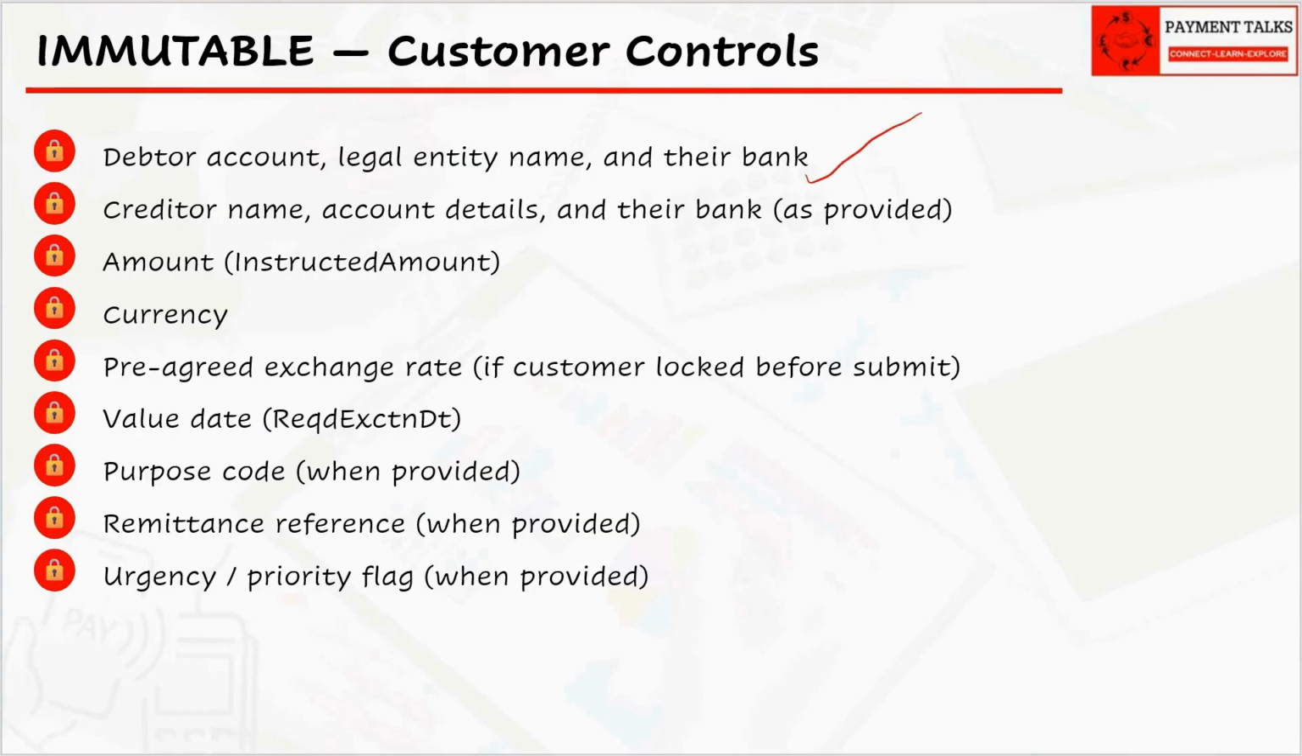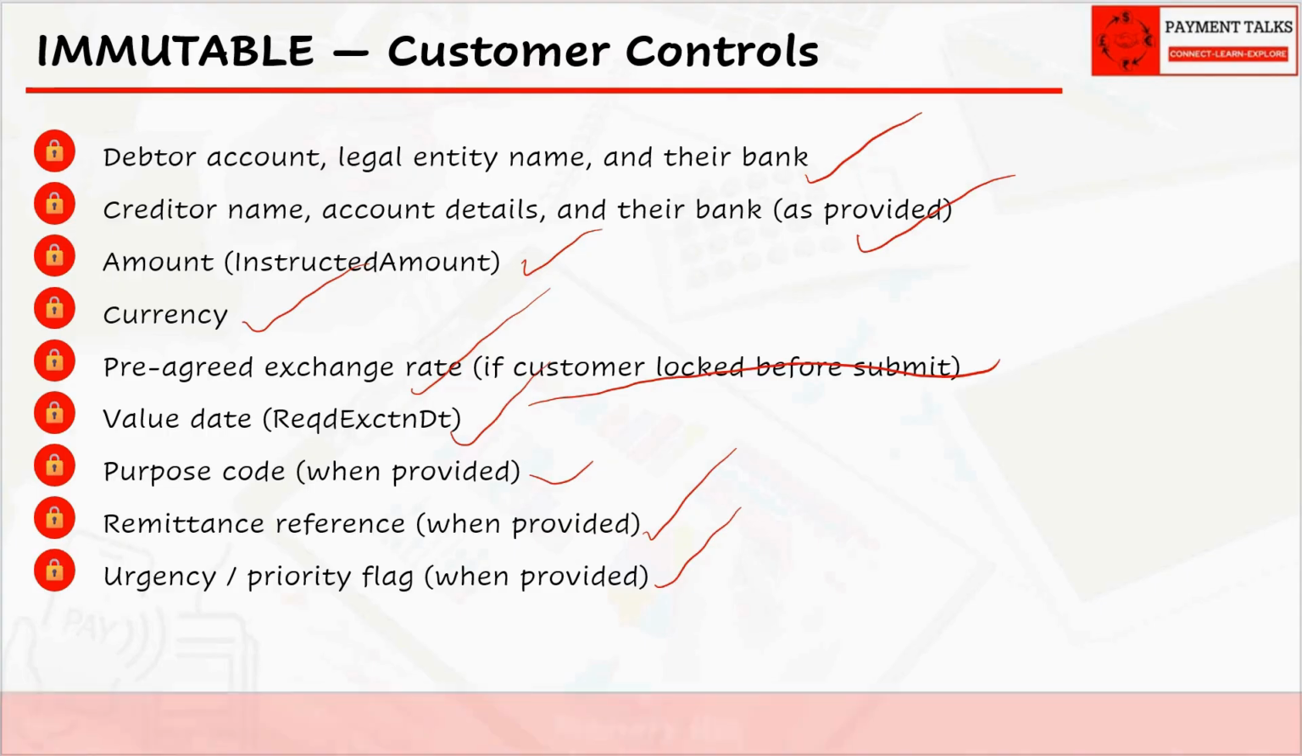Creditor name, account details and their bank as provided by the customer. The amount, instructed amount, currency, the pre-agreed exchange rate if the customer logged one before submitting, value date, requested execution date, purpose code when provided, remittance information, invoice number in Claudia's case, urgency and priority flag when specified. This is a primary list.